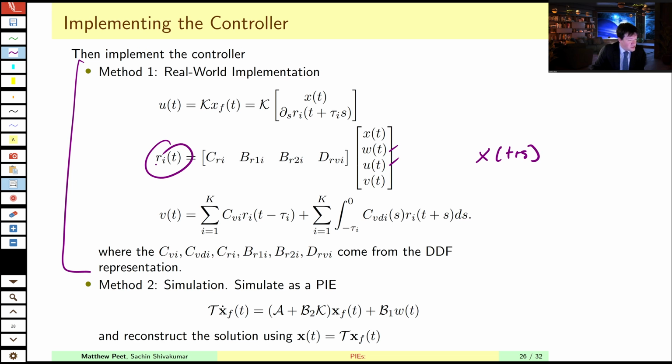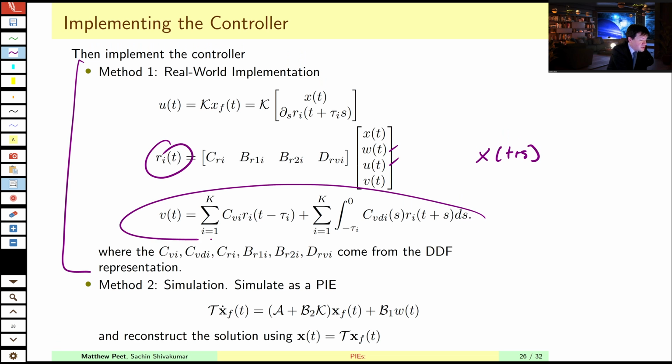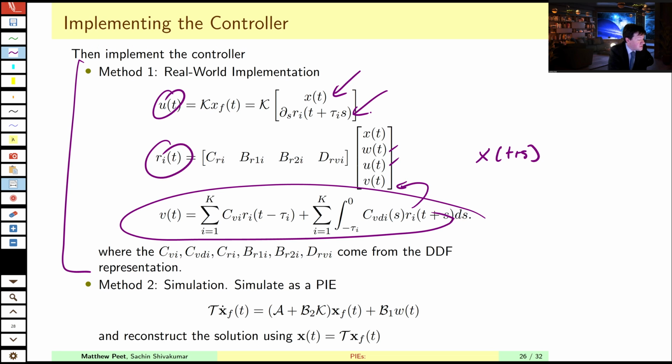Then you've got to construct these channels, because remember, we went through the DDF, and so this is a DDF implementation. So we construct these DDF channels, and then we use those channels to construct V, and those V's go back to R. Now, what gets put into the controller, into the input? Well, the input is the current state of the system, and this partial derivative of the delayed channel as well, multiplied by this pi operator.